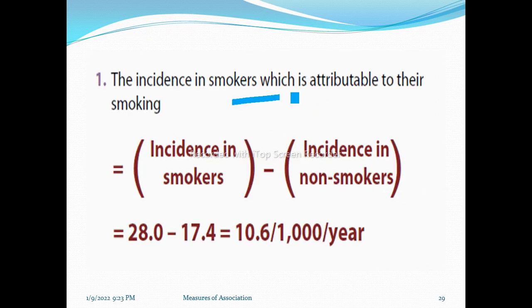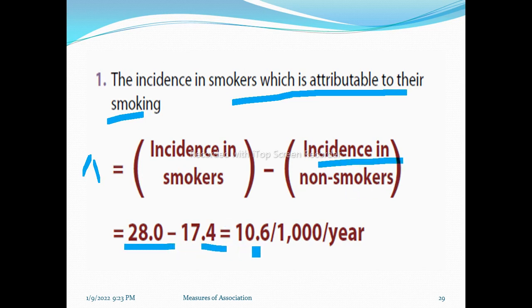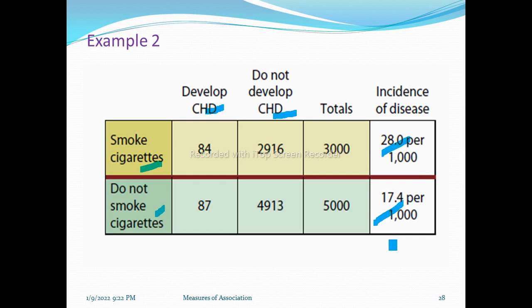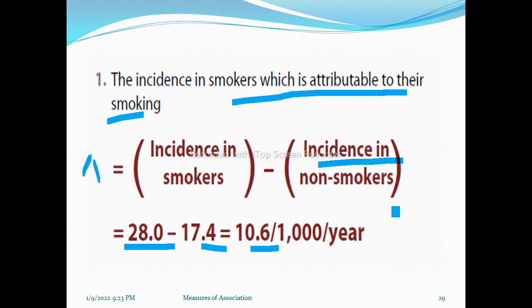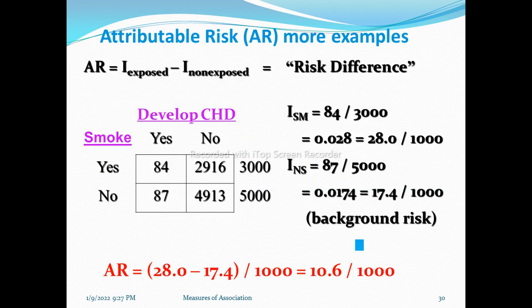So the incidence in smokers which is attributable to their smoking, the attributable risk, is equal to the incidence in smokers minus the incidence in non-smokers. So 28 minus 17.4 is equal to 10.6 per thousand per year. So this one is subtracted from this one. This is a very important concept. Attributable risk is calculated in this way. The third example: attributable risk is equal to incidence in exposed minus incidence in non-exposed, which is the risk difference. This is CHD, yes or no, and smoking, yes or no.